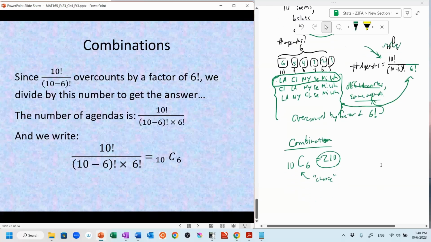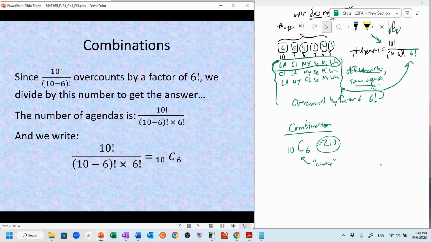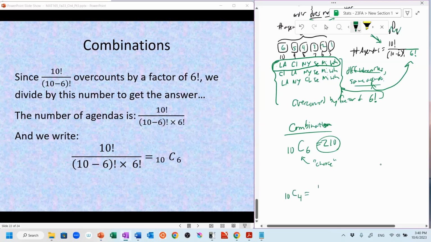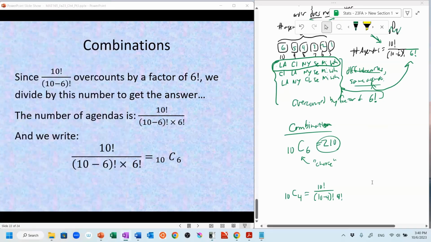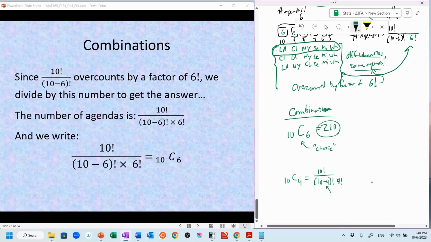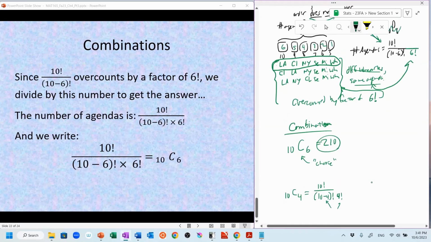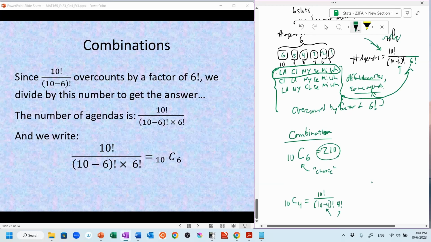Something else that we might note is that if I had, say, 10C4, well, that's 10 factorial over 10 minus 4 factorial times 4 factorial. But I note that 10C4 should just be the same as 10C6. There's a symmetry here, right? That 4 there and that 4 there. Or that 6 there and that 6 there.